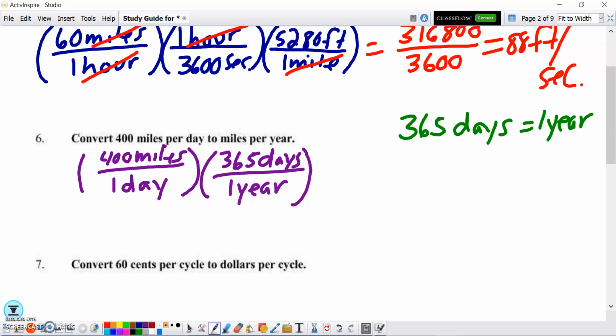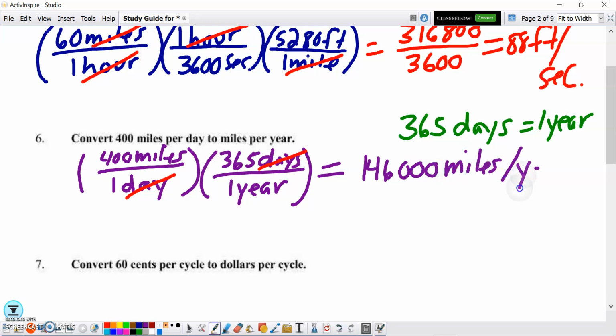So technically all you need to do is multiply the 400. Oops, I did that wrong. Hold on. Back that up. We're eliminating the days. So 400 times 365, that is going to give us 146,000 miles per year.